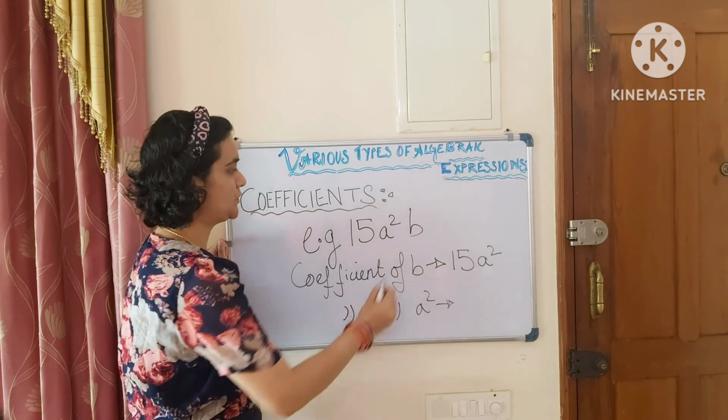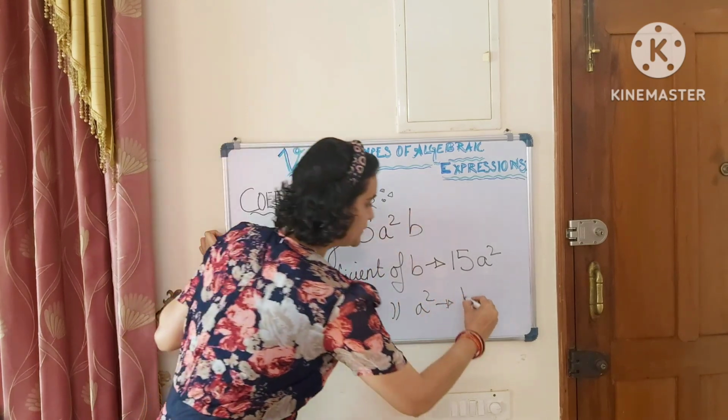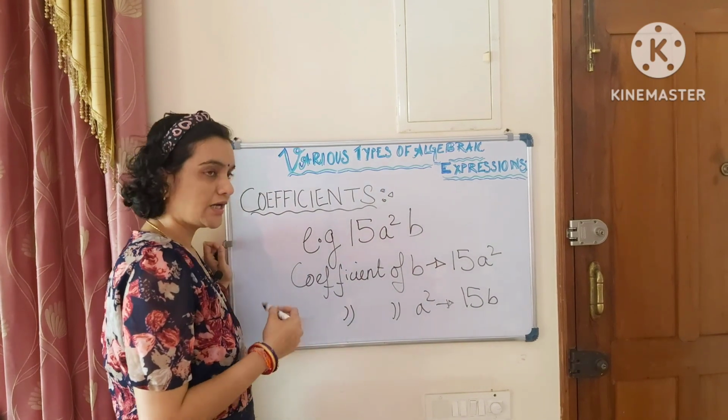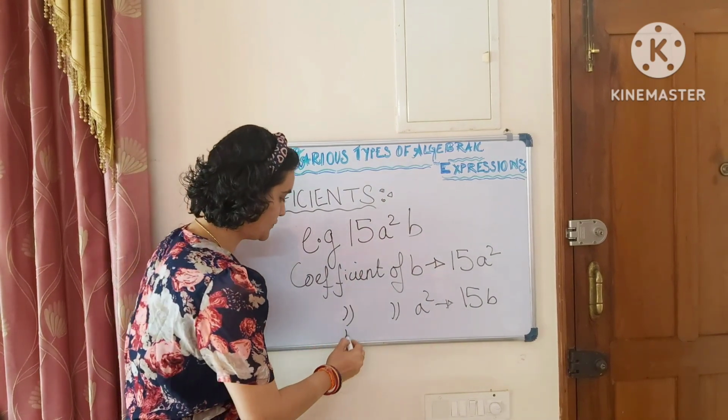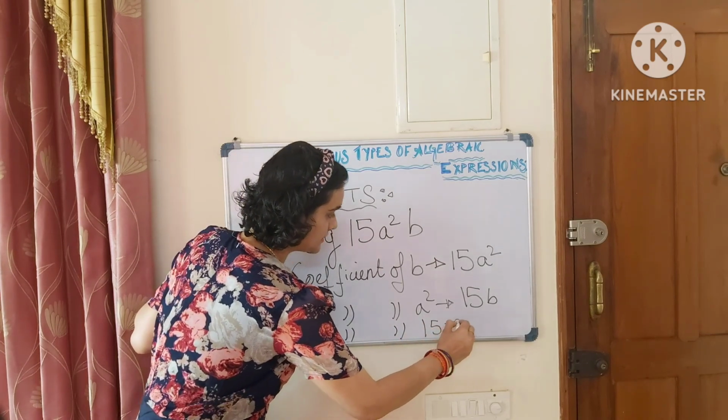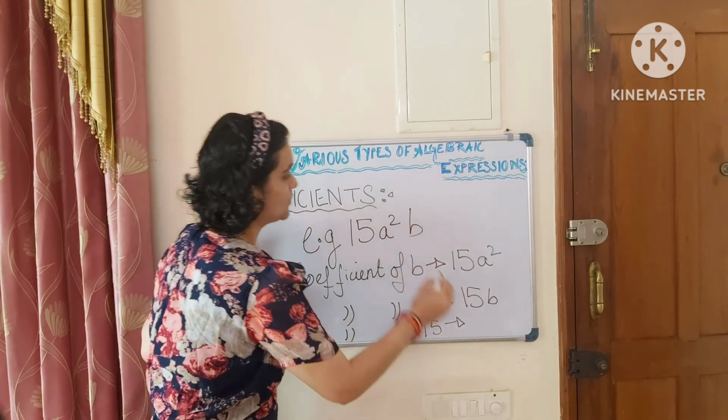What is multiplied with a²? 15 and b. So 15b is the coefficient of a². Are you able to understand what is the coefficient? Now let's take the coefficient of 15. 15 के साथ क्या multiplied है? a² b.